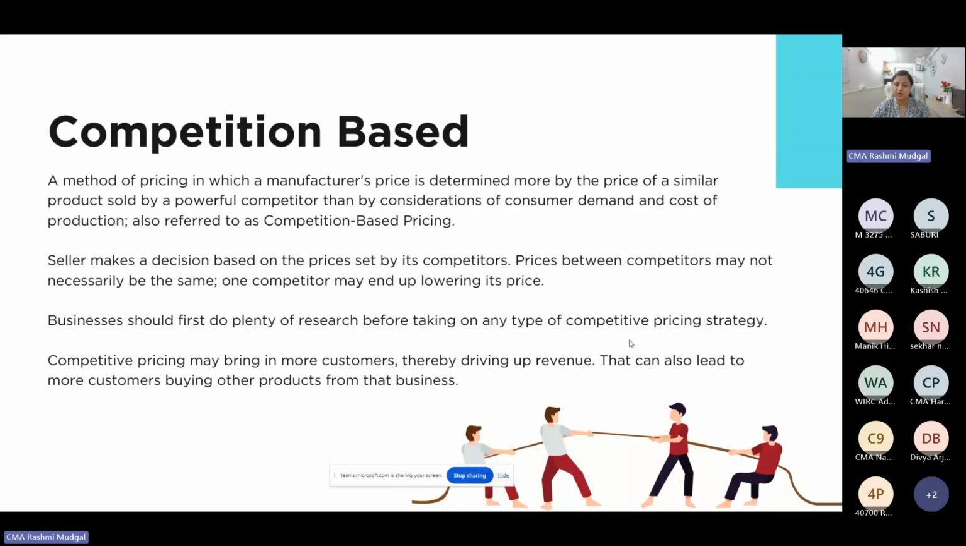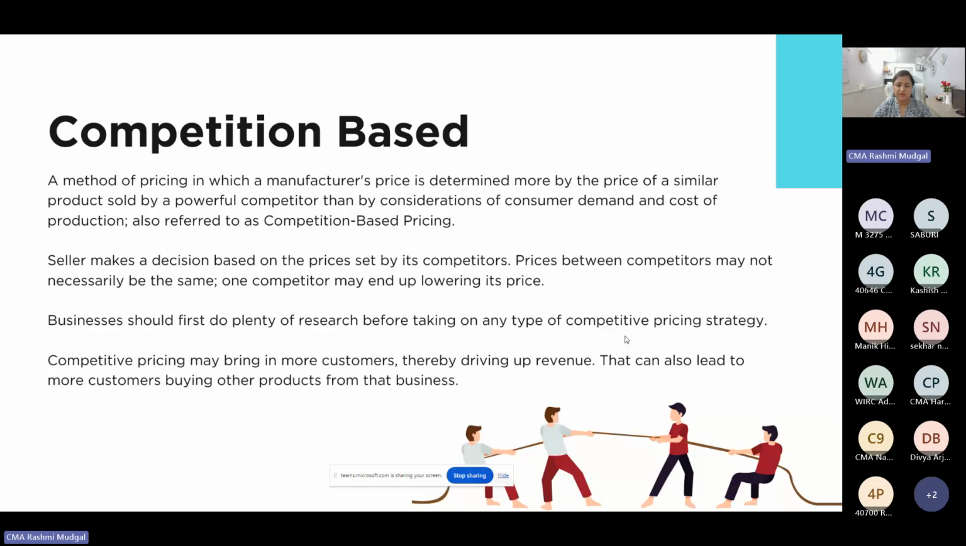It cannot be the same, but one competitor may end up lowering the price. If I take the example of Tata Salt, if I wanted to sell salt, I have the competition of Tata Salt. I have to make sure that I'm selling the same quality at a lower price, because otherwise, even if it is the same product at the same price and the same quality, people will not come to me just to save 1 rupee. So I have to differentiate myself.